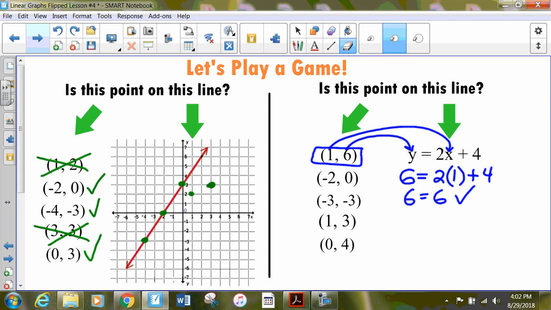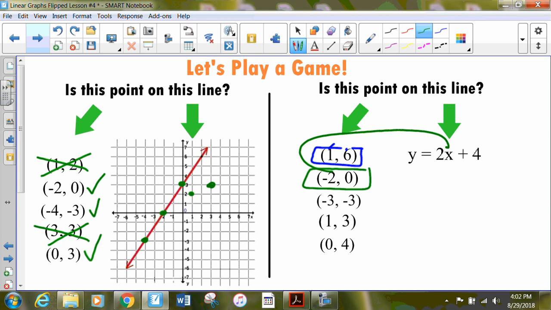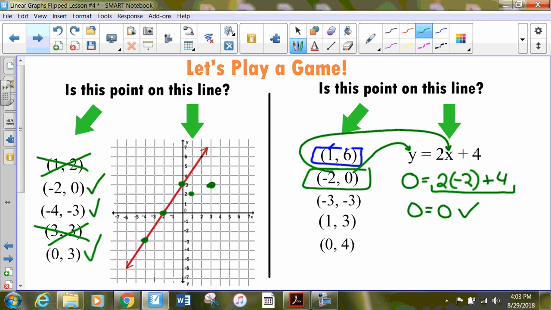All right, let's do the same thing, this time with the next point. So we know that 1, 6 is part. So let's look at negative 2, 0. If I plug negative 2 in for x, and then I plug 0 in for y, I'm going to see if this is true. If I put 2 parentheses, negative 2 parentheses plus 4 in my calculator, it's going to say negative 4 plus 4, which is 0. That's true. This one also belongs on the line.